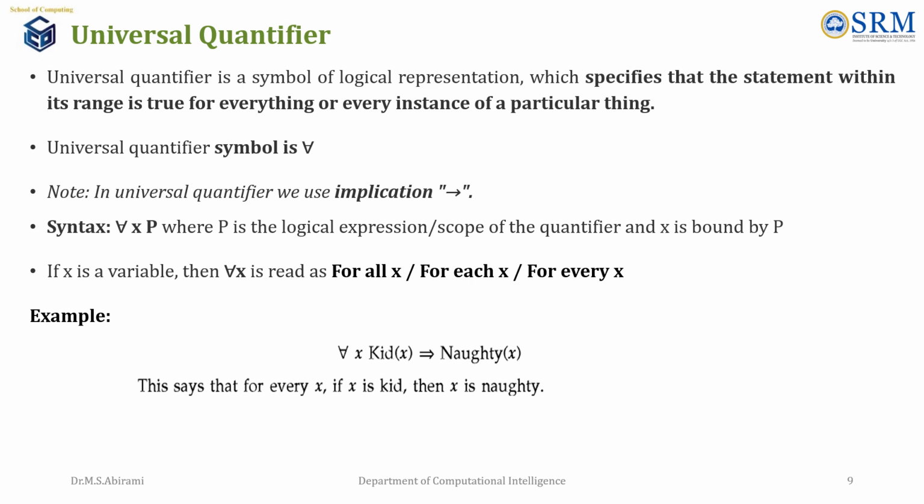If x is a variable, then ∀x is read as for all x, for each x, for every x. Example: ∀x kid(x) → naughty(x). This says that for every x, if x is a kid, then x is naughty.